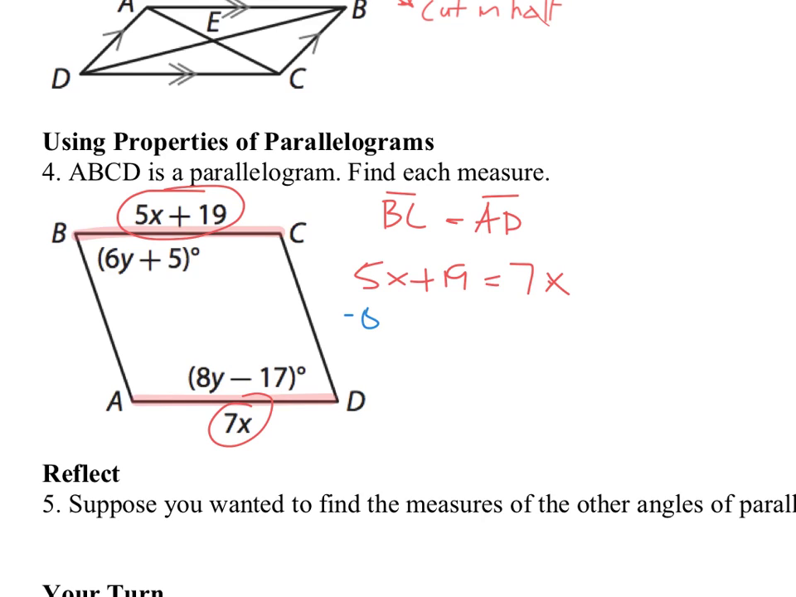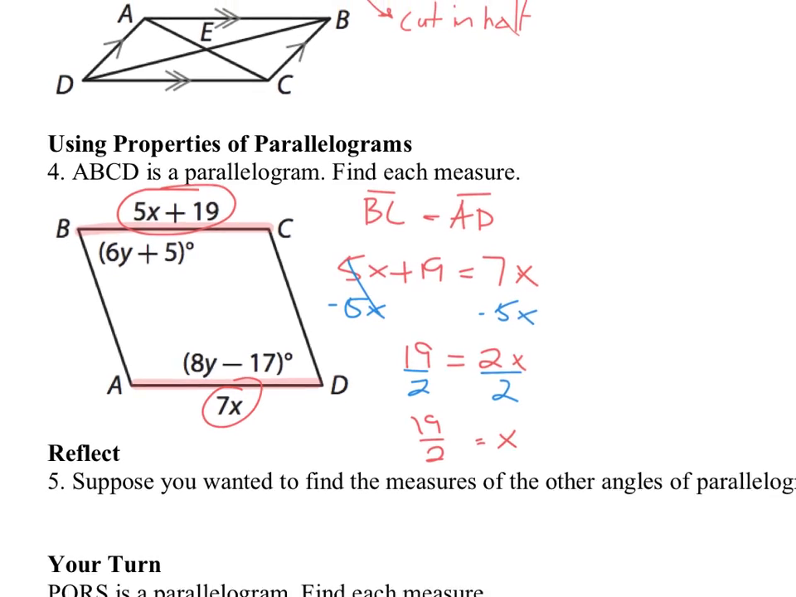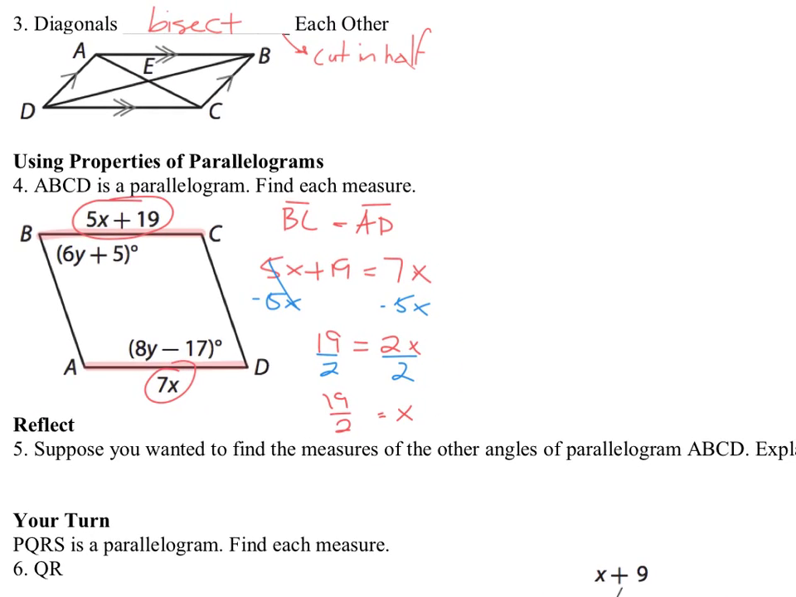We're going to subtract 5x on both sides. So we have 19 equals 2x. Divide by 2. And so x equals 19 over 2. And so in order to find one of those, I just need to plug it back into only one of them. So we'll do AD because that one looks easier. So AD is 7 times that 19 over 2.